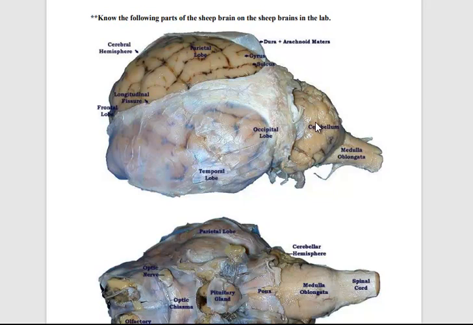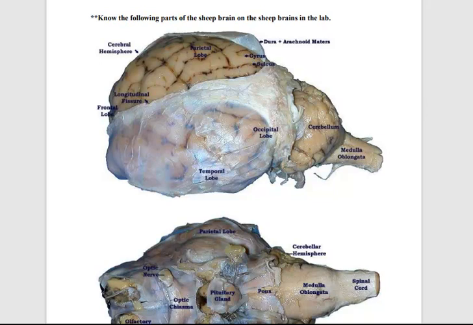And then there's the cerebellum for balance. There's the medulla oblongata. And they're not showing you the pons in this particular orientation because we're looking from the top down. And they're showing you some more gyrus and some more sulcus.